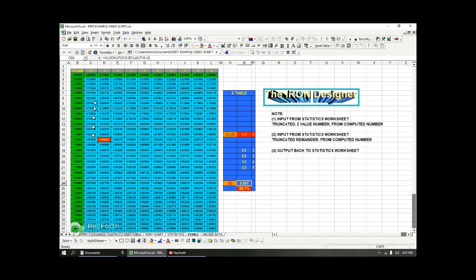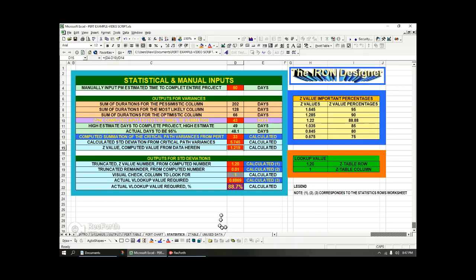As you move to the left, you're getting worse and worse percentages of confidence, right? So if I had gone up, it would say 88.8%. But because I rounded down, I'm taking a more conservative approach with 88.7. That's why I did that. I'm just visually checking the column, doing a round down of the value.